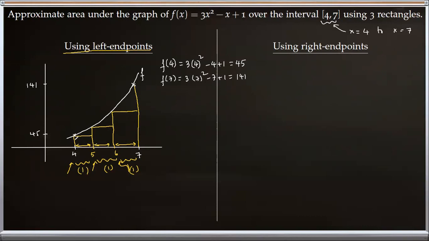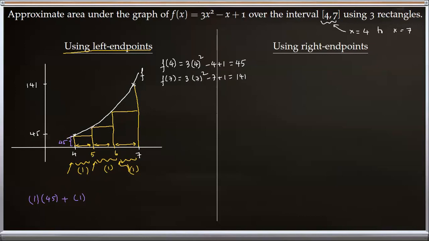The height at 4, the first rectangle, is given by this length. And you see the y value at 4 is 45. So this length must be 45. So for the first rectangle, the area is 1 times 45. Now let's move on to the second rectangle. The width is still 1. We need to find the height.